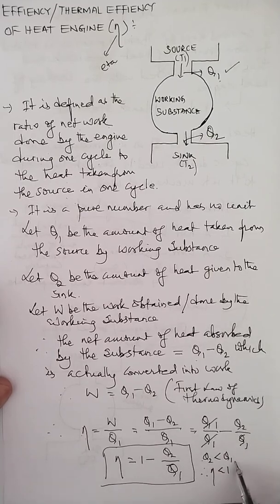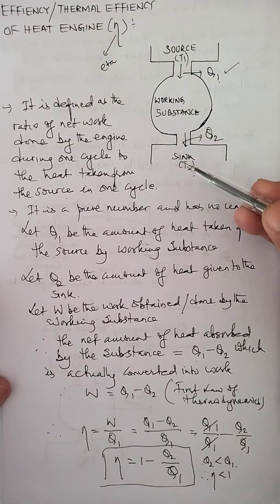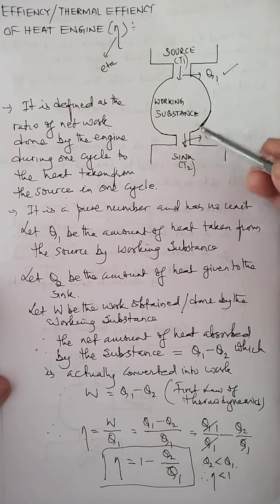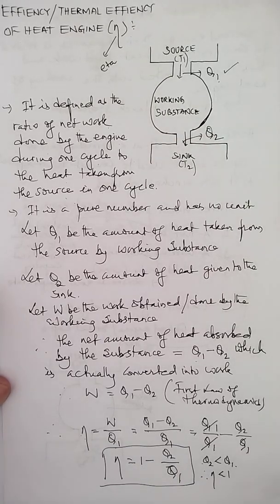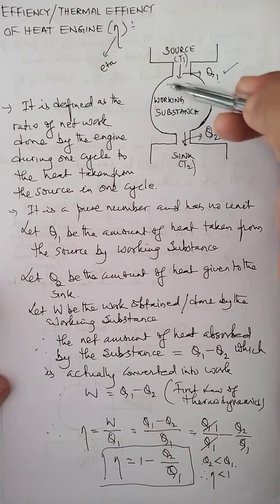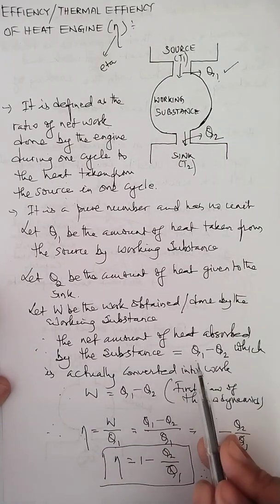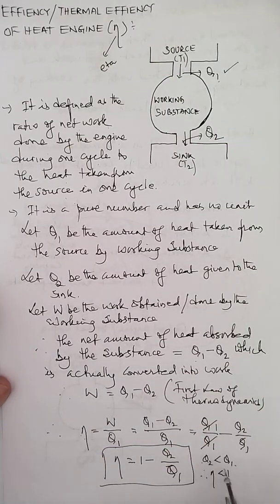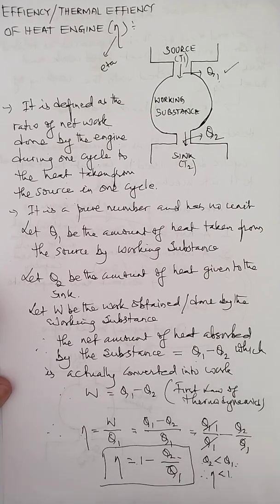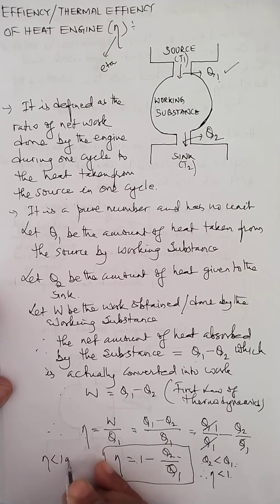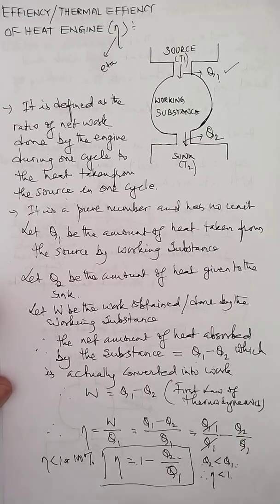But you know, Q2 is always less than Q1. The amount of heat given to the sink is only the remaining part of the heat absorbed by the working substance, where Q1 is the total heat absorbed. That's why we take Q1 minus Q2. If Q2 is less than Q1, then Q2 by Q1 is less than 1, and 1 minus that is also less than 1. Efficiency less than 1 means less than 100%. So if I write this efficiency in percent, it will definitely be less than 100%.